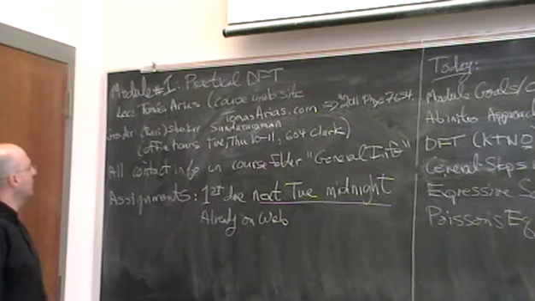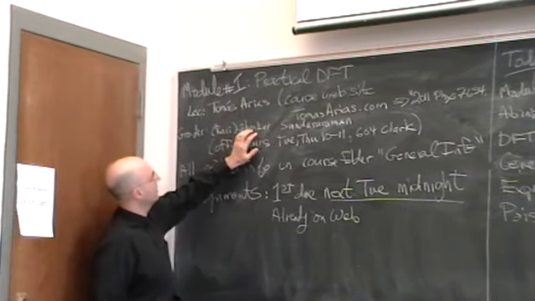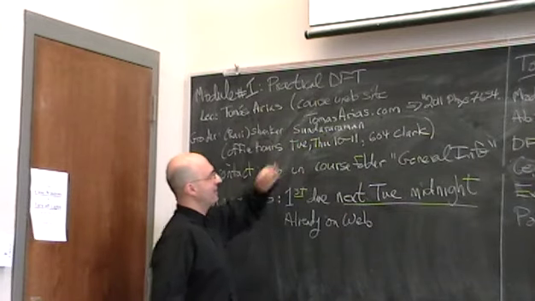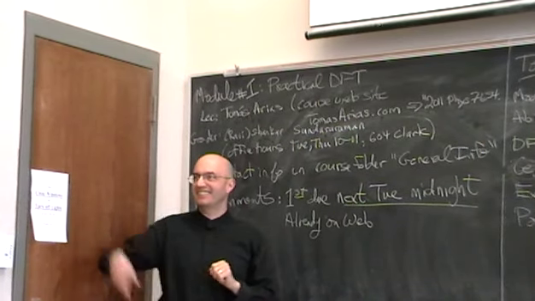Now, we also have a grader for the course. That's Ravi Shankar. He likes to be called Shankar. Sundararaman. Is he here? Is Shankar here? Yeah, there he is. He's in the back.